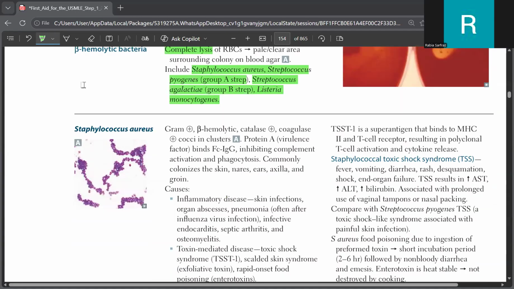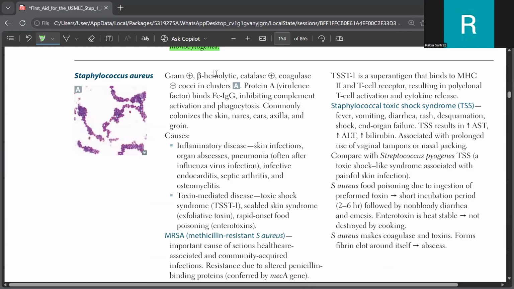Then we're going to study Staph aureus. It is gram-positive, beta hemolytic, catalase-positive, coagulase-positive cocci in clusters, as shown in this section. Protein A is a virulence factor that binds the Fc region on the IgG, and that inhibits complement activation and phagocytosis. That is why it is a virulence factor. It commonly colonizes the skin, nares, ears, axilla, and groin.